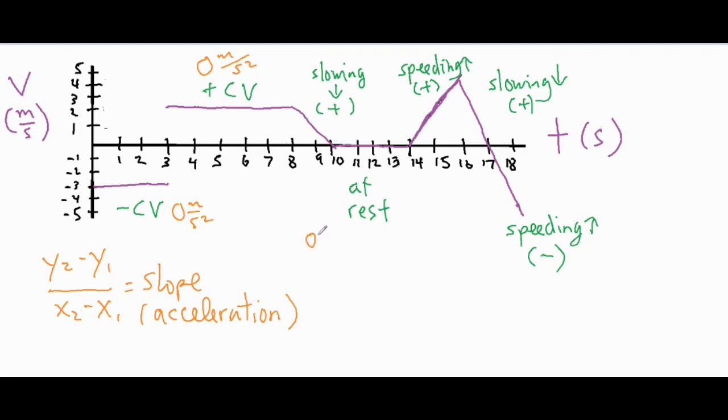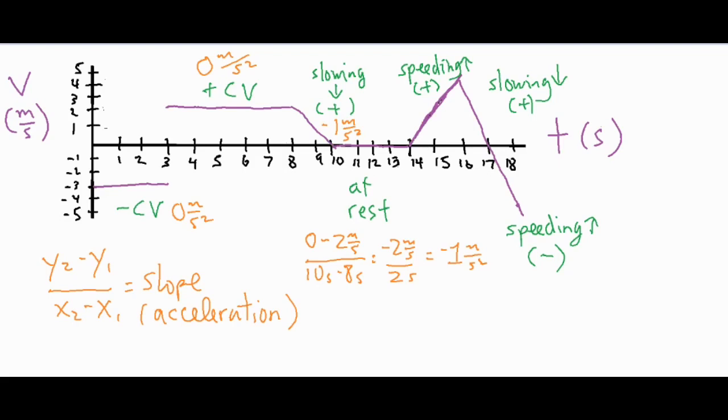So we have 0 minus, and it started at 2, so minus 2 meters per second. And then we're going to take our x2, which is 10 seconds, minus our x1, which is 8 seconds. And then we get -2 meters per second over 2 seconds, which is equal to -1 meters per second squared. So I'm going to go ahead and slide that in right over here.